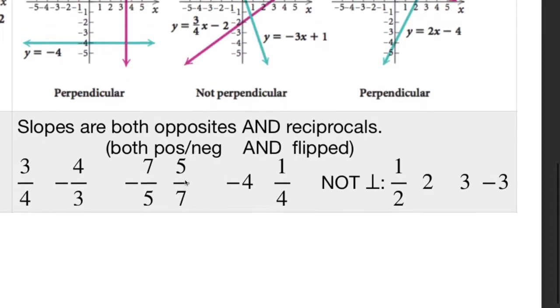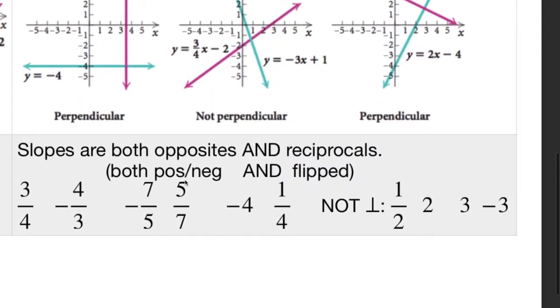Here's the condition. If you want perpendicular lines, you need to have slopes that are two things. They have to be opposites and reciprocals. That means you have to have a positive and a negative, and you also have to be able to flip them as fractions. So 3/4 and negative 4/3, yes, these will create perpendicular lines. If you had a slope of negative 7/5 and a slope of positive 5/7, these would create perpendicular lines. A slope of negative 4 and positive 1/4, again, one is negative and one is positive, and if you take the reciprocals of each other, these would create perpendicular lines.